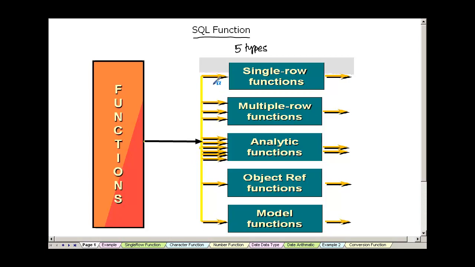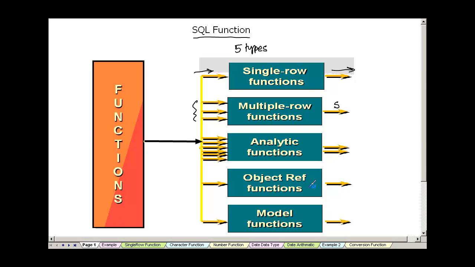So the first function is a single row function. In this case, the input is one row, and we get one output, one row. The second is multi-row functions. Here we return a single result based on multiple sets of data. So multiple sets of data input and one output. And the next one is analytic function. This is similar to multi-row functions, except that we may get multiple outputs.